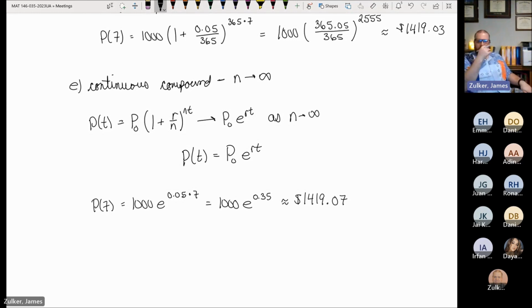So this problem was to show you that you want to keep in mind the number of compounds. What the next problem is going to do for us is show us another important feature.